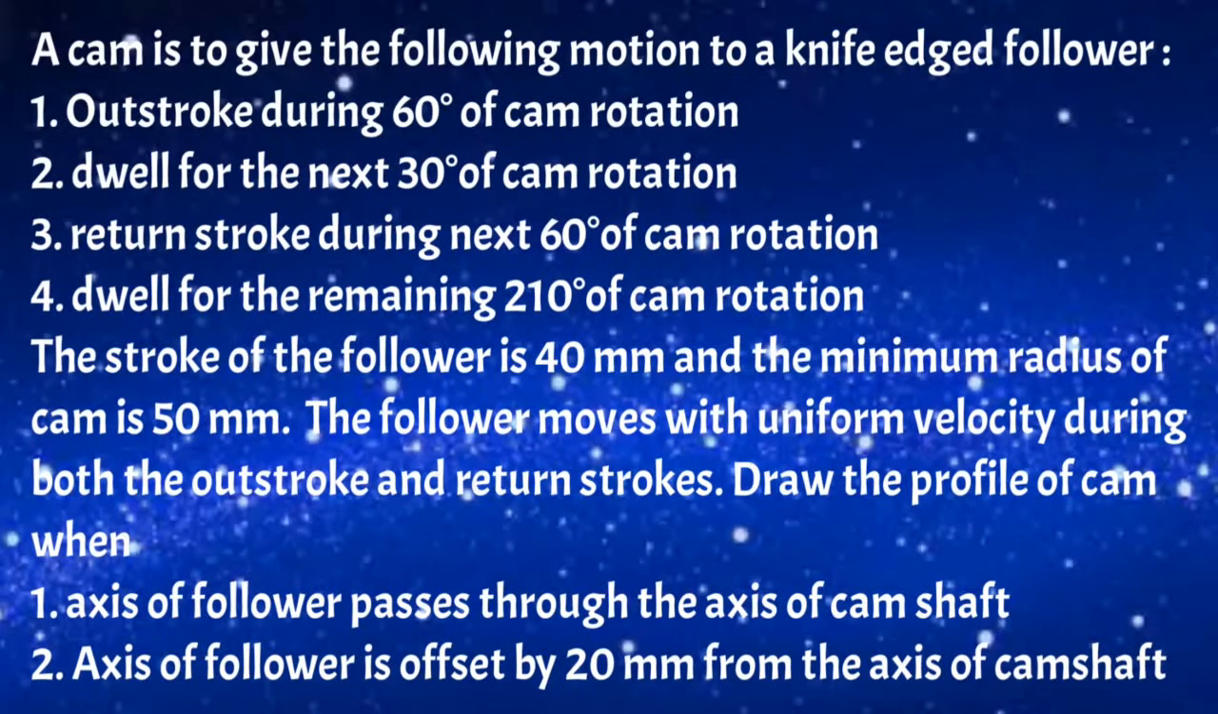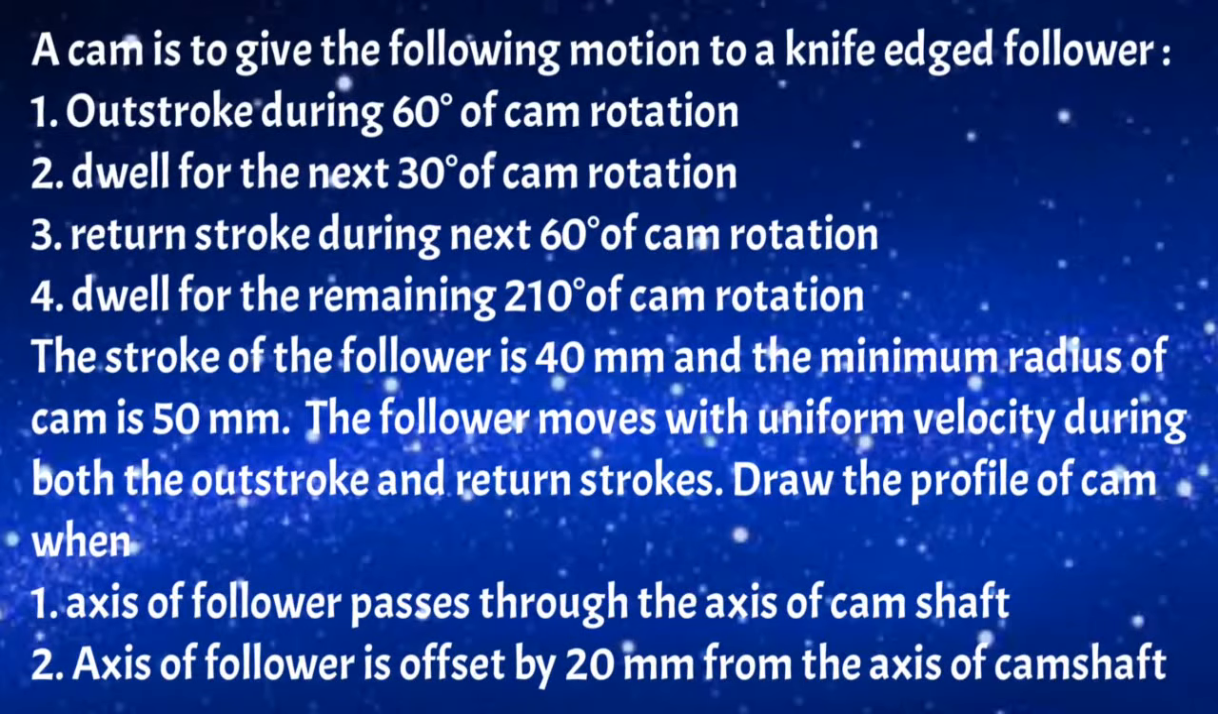The stroke of the follower is 40 mm and the minimum radius of cam is 50 mm. The follower moves with uniform velocity during both outstroke and return stroke. Draw the profile of cam when first the axis of follower passes through the axis of camshaft, and second the axis of follower is offset by 20 mm from the axis of camshaft. So this was the given question.